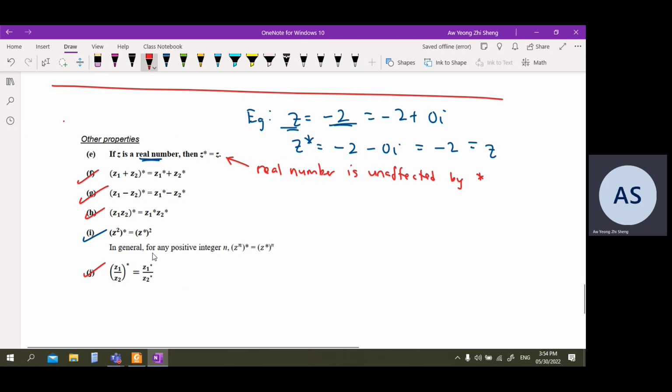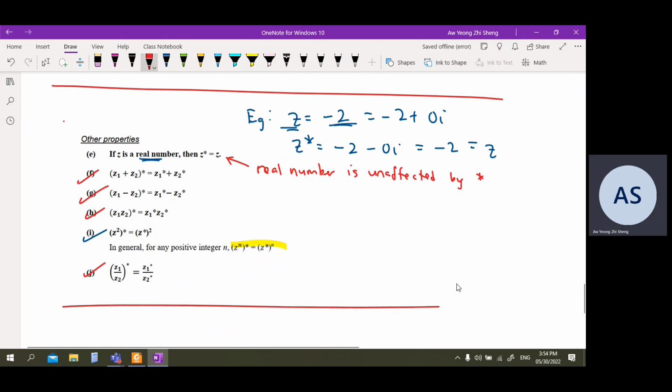And in fact, in general, for any positive integer n, z to the power of n with a star is the same as z star to the power n. And so the star and n can interchange position easily. And we are confident that this will be correct because it's a property of the conjugate operator. However, such properties are not very commonly used in the exam question, just for you to know.